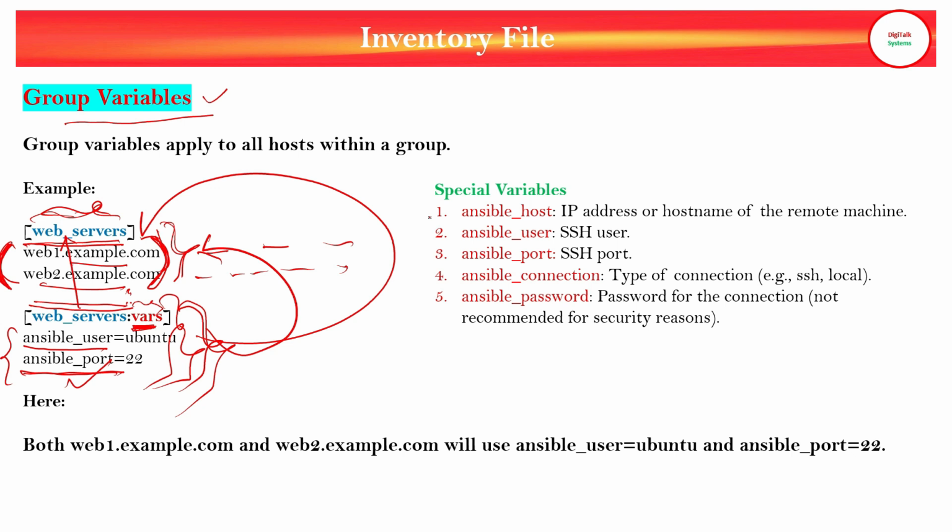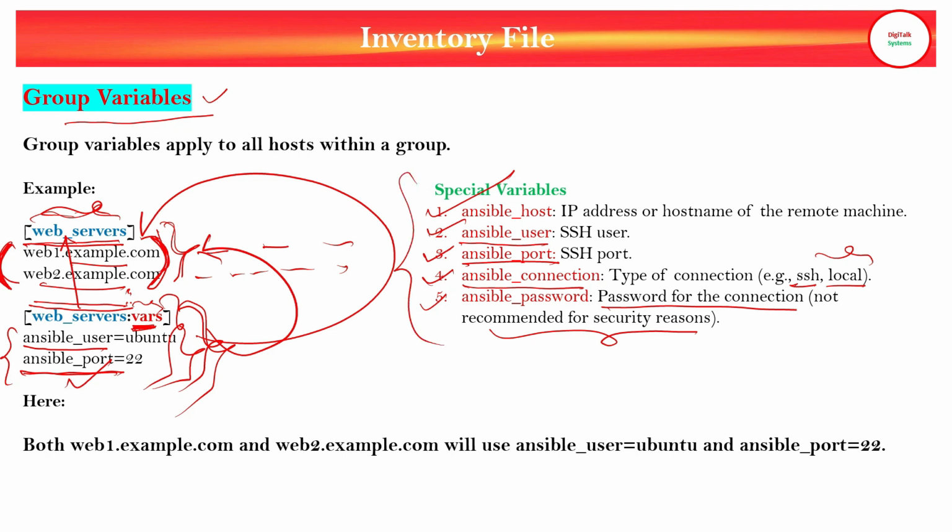These are some special variables that you can use. ansible_host is the IP address or host name of the remote machine. Then we have ansible_user, which is the user we are going to connect with, and ansible_port, the port on which your SSH service is running. Then you can define the type of connection as well, if it is not the default. If it is local, that means it is running on the local machine, not on any of the remote machines. And if you would like to specify the password for the connection, it is not recommended for security reasons, so we go with passwordless. These are the special variables that you can pass with this playbook for this kind of variable settings.